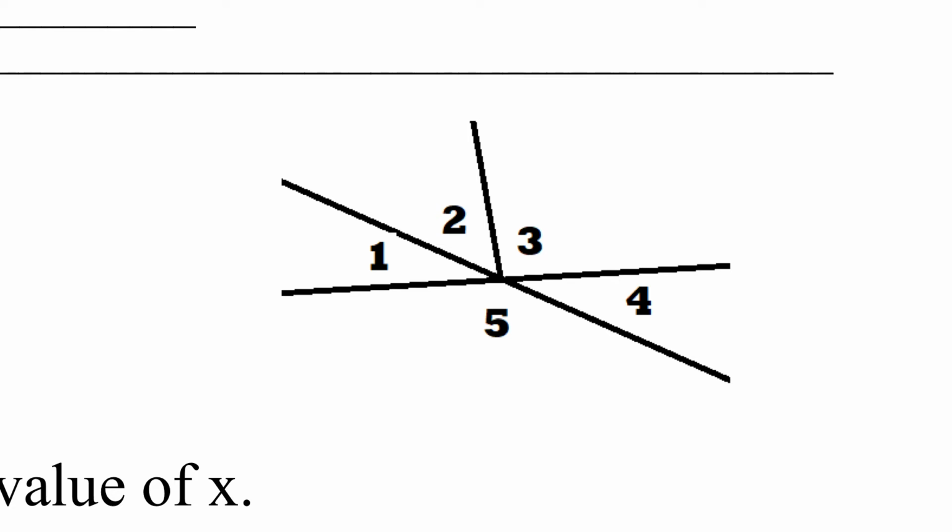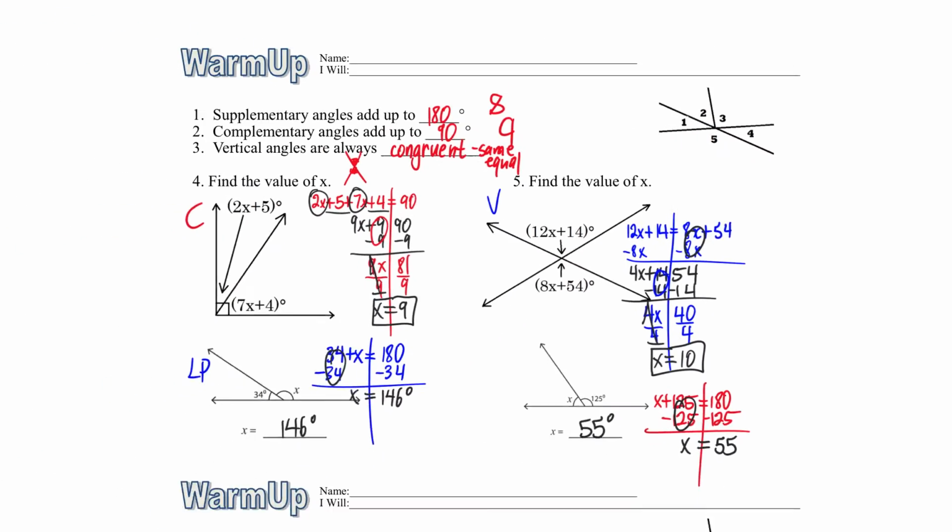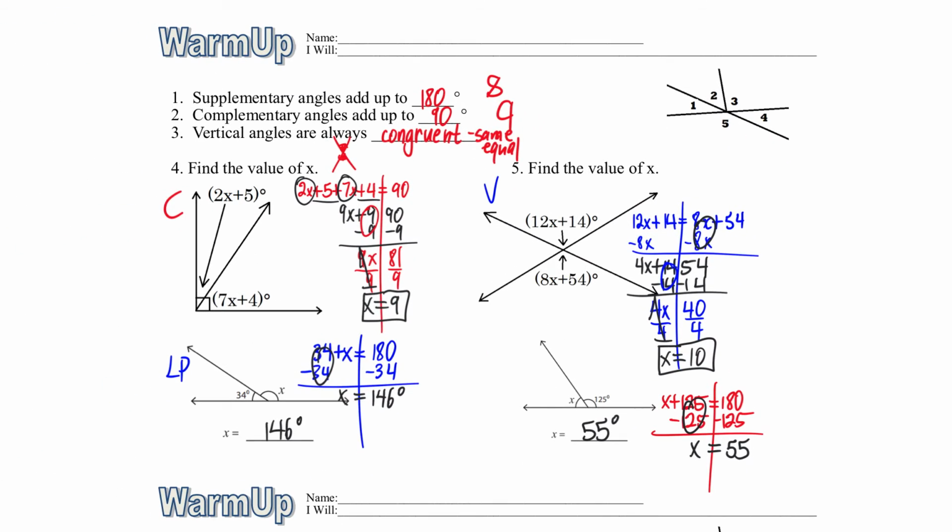Okay, what is the other linear pair? Good. It is 1 and 5. You can see how 1 and 5 are two angles together. They make a straight line. All right, is there any question on any of that stuff? No. All right, so you're going to take your quiz.